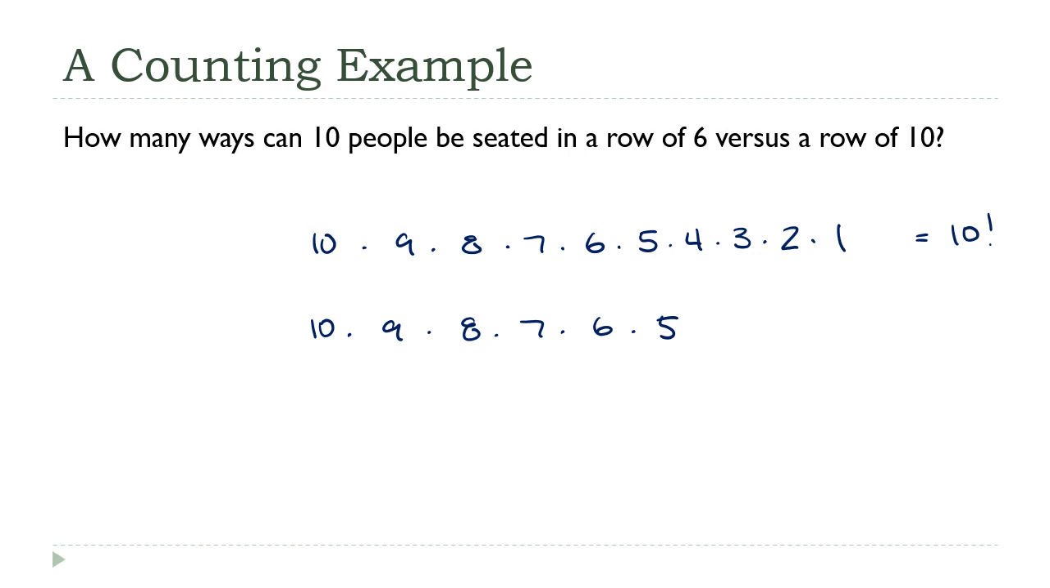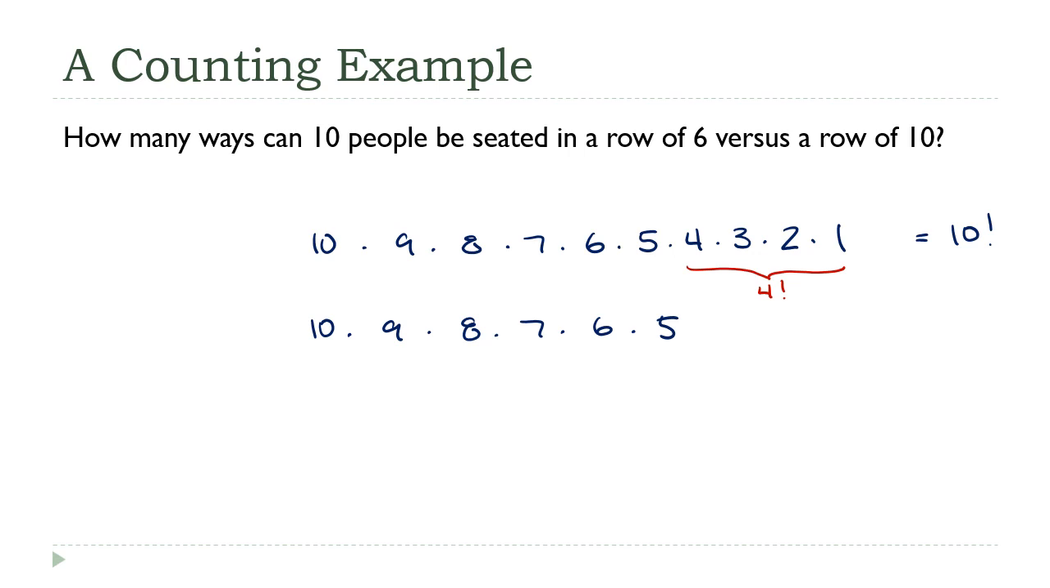Right, now, this doesn't come out so nice. We don't really have a factorial notation for describing a product that cuts off before it gets to 1. But here's what I want you to notice about this. What is the difference between these two? Well, the difference between them is this part right here. And this part, 4 times 3 times 2 times 1, this is 4 factorial.